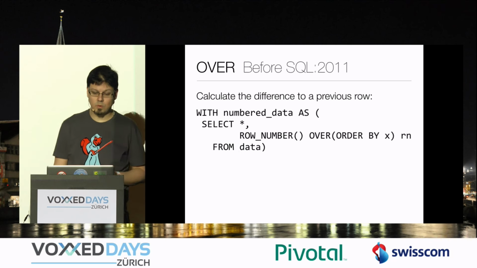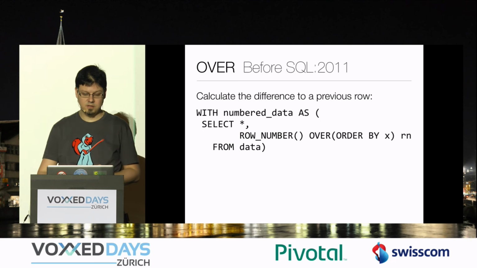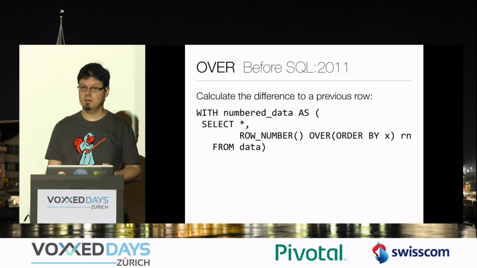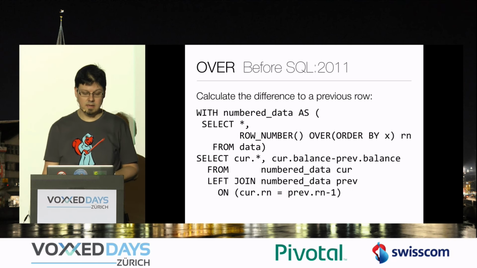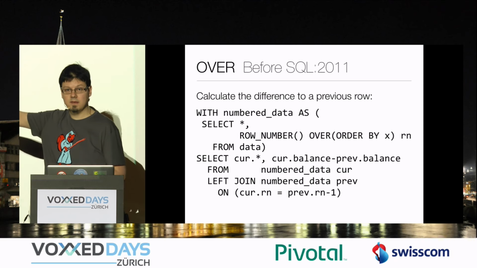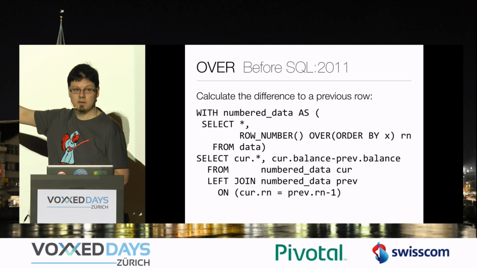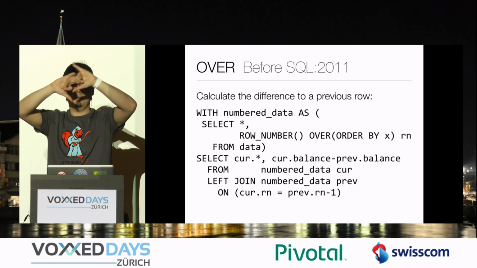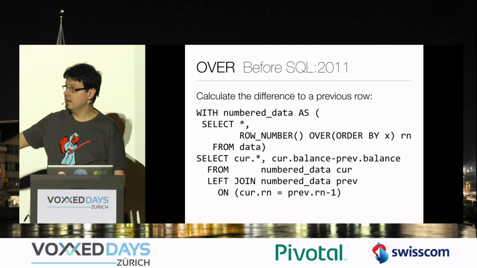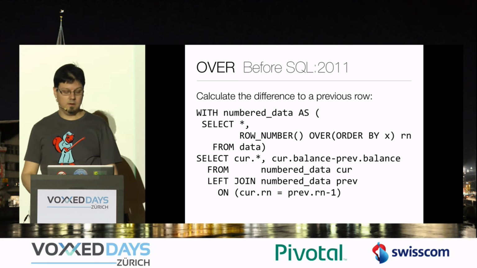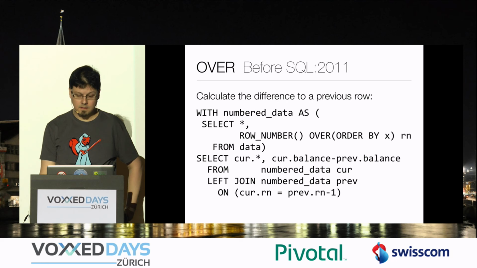And one way to do it without this new feature is like here. So I'm basically numbering my data set, just using the row number function. And then I'm doing a self join where I offset the row number by -1. So I'm basically joining it to itself, but shifted down by one. And then I can access the current balance and the previous balance at the same row and bring the difference out. So this was before SQL 2011.